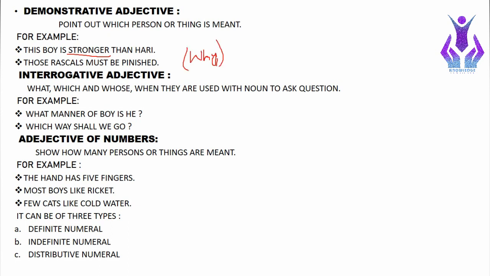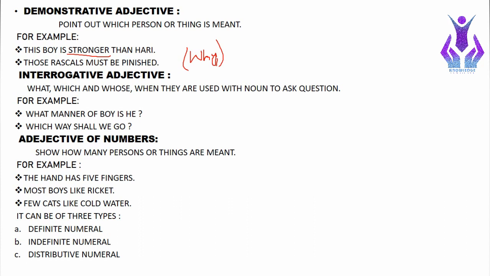The next is interrogative adjective, as is clear from its name. When what, which and whose are used with a noun to ask a question, they are called interrogative adjectives. For example, what manner of boy is he? Which way shall we go? Whose book is this, for example? So these are interrogative.